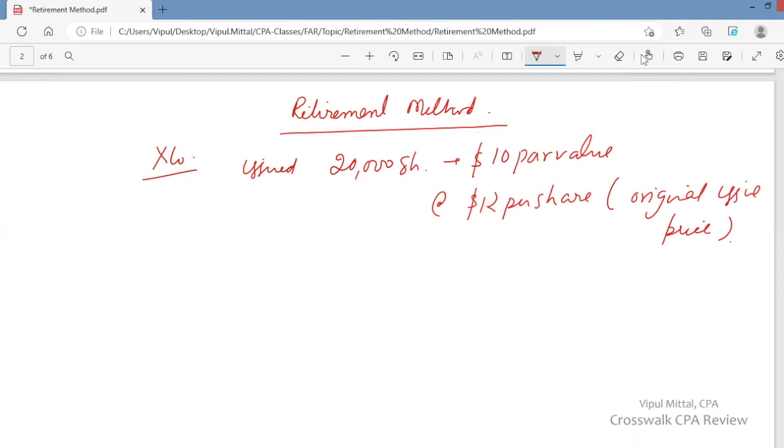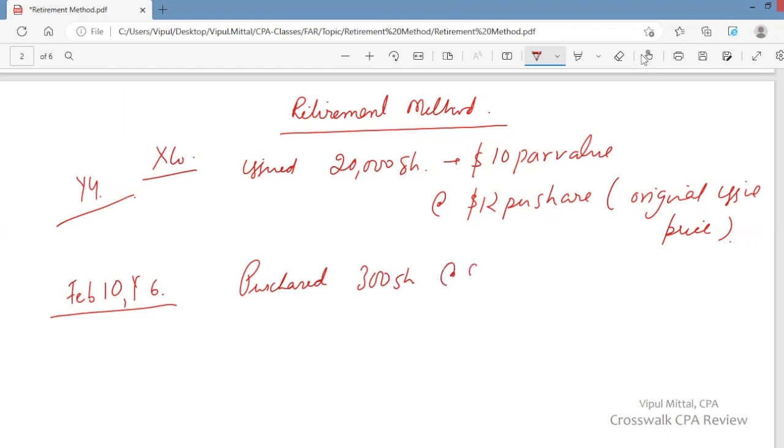All right. And these were issued, let's say, in year 4. Now it is year 6, and the company purchases 300 shares from the open market. Let's take a date. So on February 10, year 6, the company purchased 300 shares from the open market at, let's say, $9 per share.